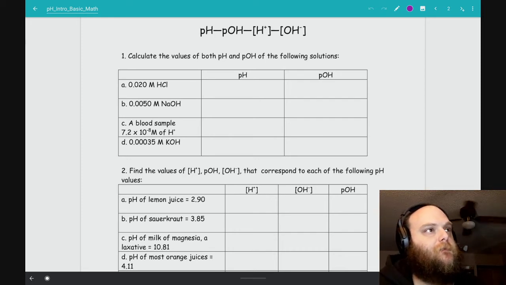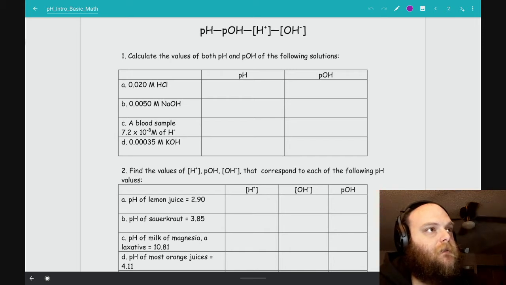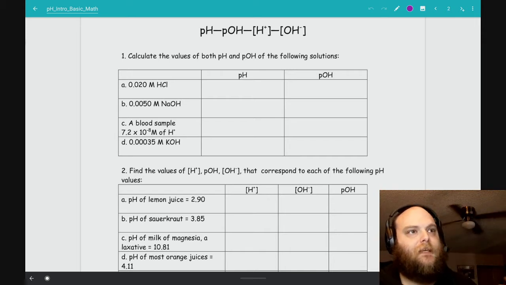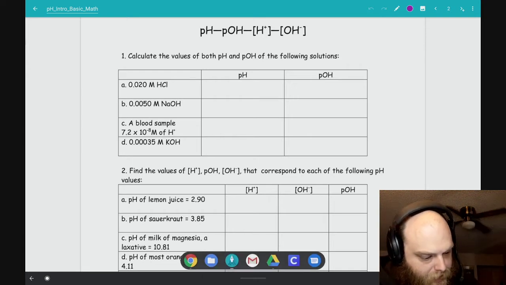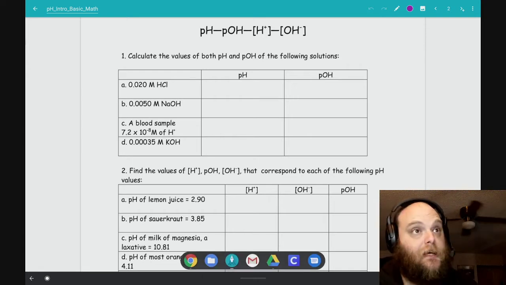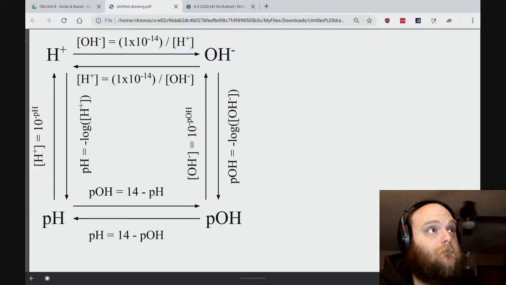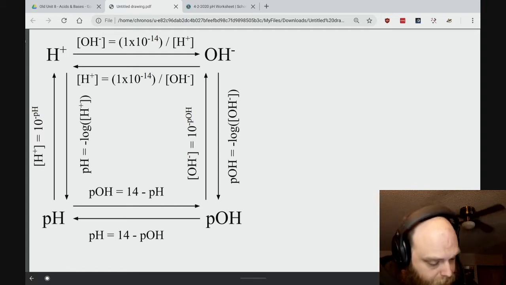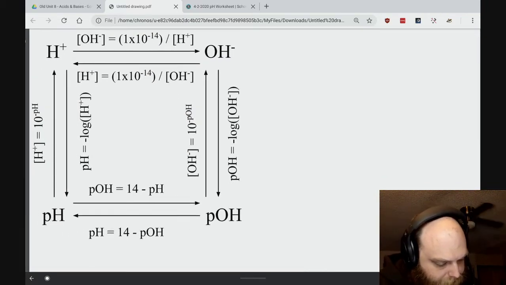Okay, so I'm looking at the first box here, and it says a 0.02 molar HCl. It's asking for the pH. So what does that mean? This means it's asking us to calculate the pH of the solution. Now I gave you guys a little square. It should look something like this. And if we look over here, we ask, what is the pH? And we look at the chart.